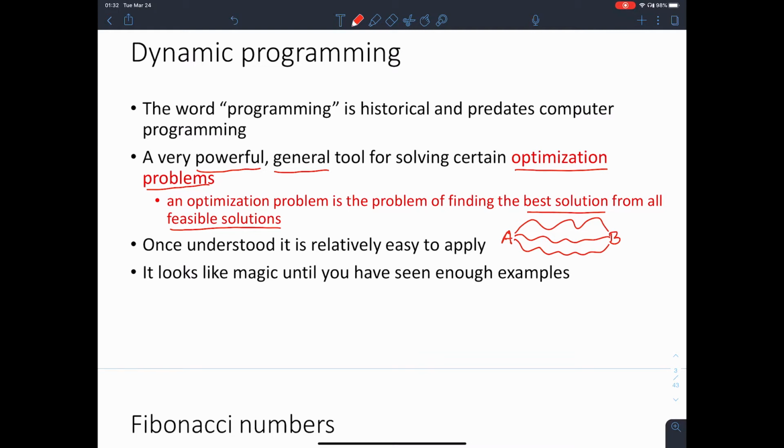Dynamic programming is kind of easy when you understand the concept. At the beginning, it may look like magic, but when you see enough examples, it will be very easy for you to apply the technique to solve different algorithmic problems very efficiently.